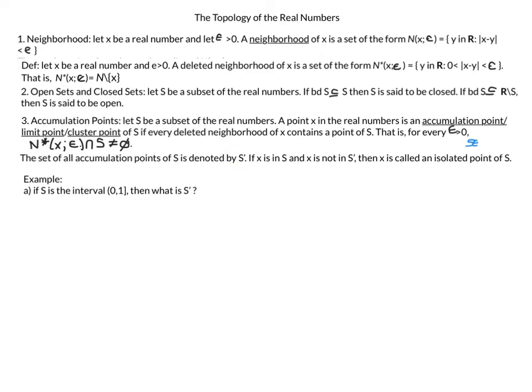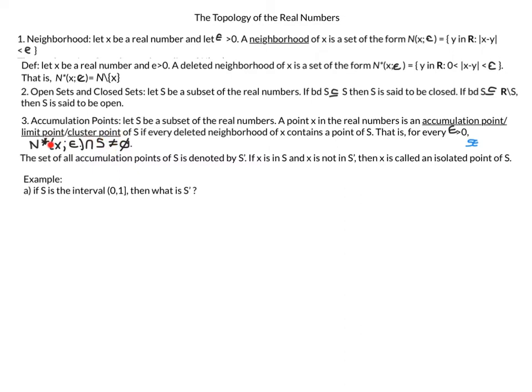And if x is in S and not in S prime, then x is called an isolated point. So an isolated point is intuitively what you would think. It gets away from S, so it's isolated itself away from S. Whereas an accumulation point can't get away. In fact, no matter how close you want it, no matter how small the epsilon is, there's always something in the neighborhood, no matter how small, that overlaps with S.